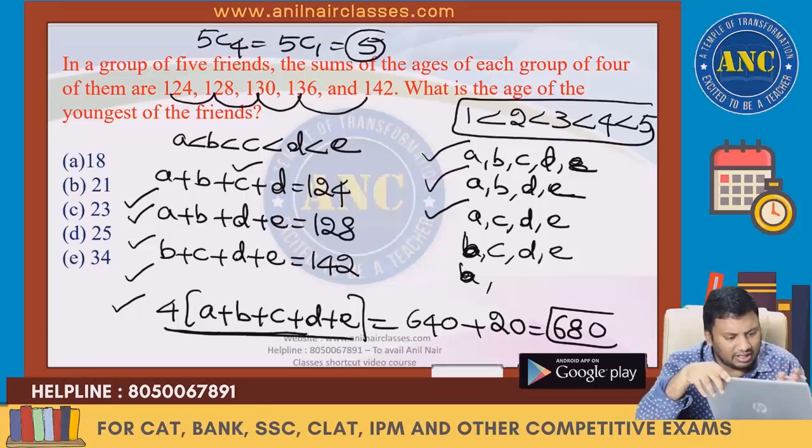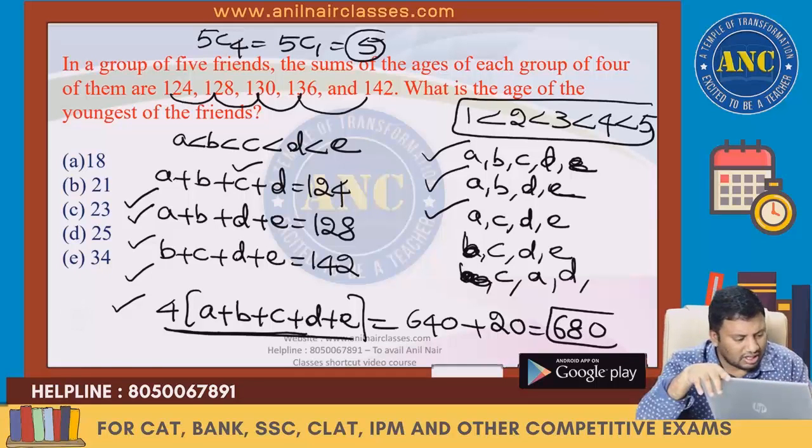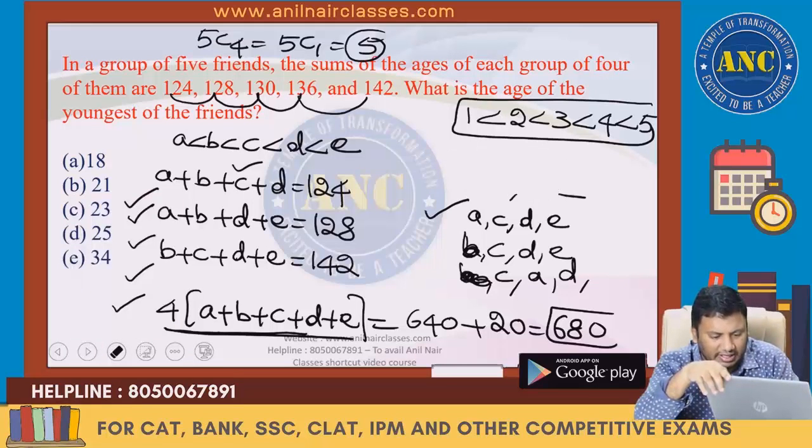A with B, A with C, A with D. B, C, D, E is another case. What is the other case? C, is it written 4 times? Once, twice, thrice. So C should be written 4 times. A, is it written 4 times? No. A, 3 times. D, is it written 4 times? So just write down what the 4th case is here. We will see it a little later.